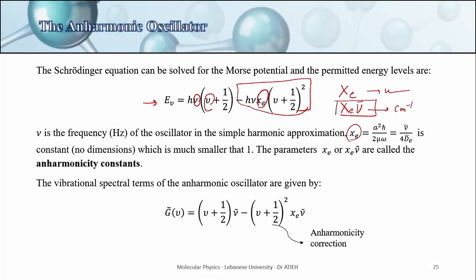So xe is a constant. It's equal to a squared h bar over 2 mu omega. Omega is the angular frequency of oscillations or vibrations. It's also equal to nu bar over 4 DE. Remember that this is the vibrational wave number of the bond, and this is the dissociation energy.